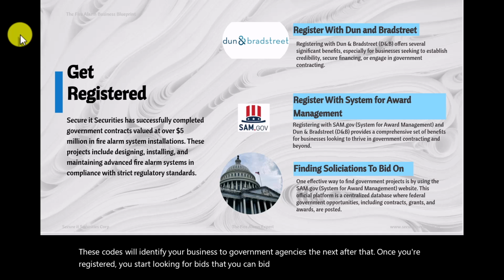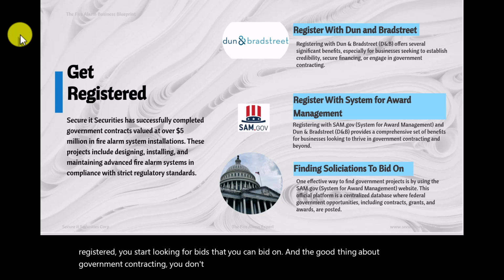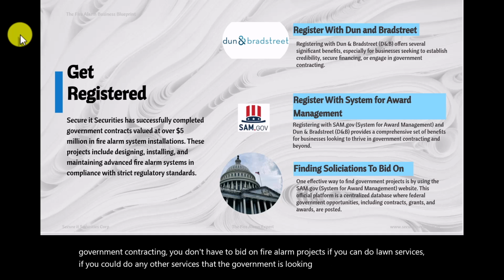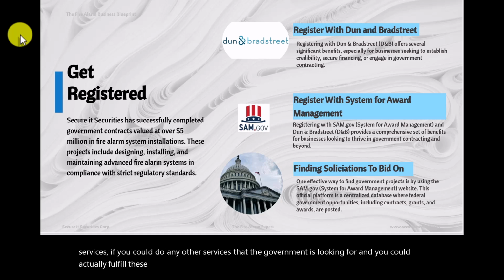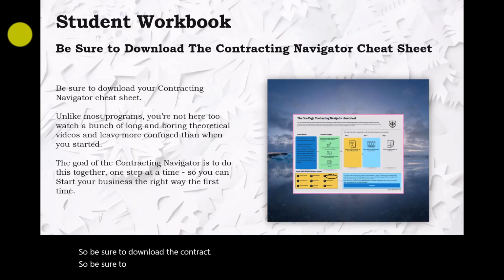And the good thing about government contracting is you don't have to bid on fire alarm projects. If you can do lawn services, or any other services that the government is looking for and you can actually fulfill these contracts, you can bid on those too. So be sure to download the Contracting Navigator cheat sheet.